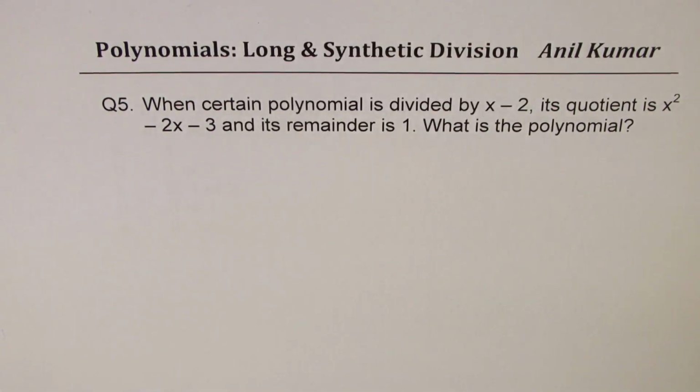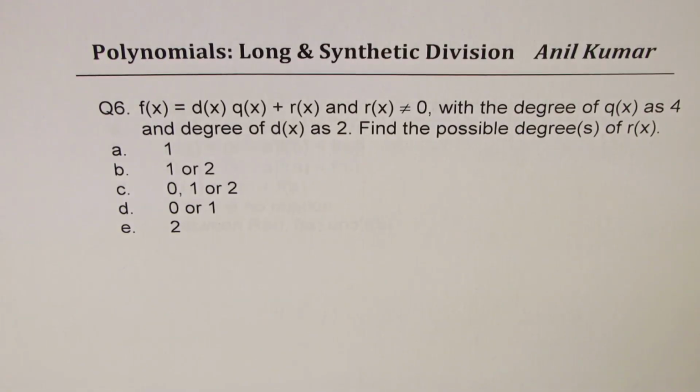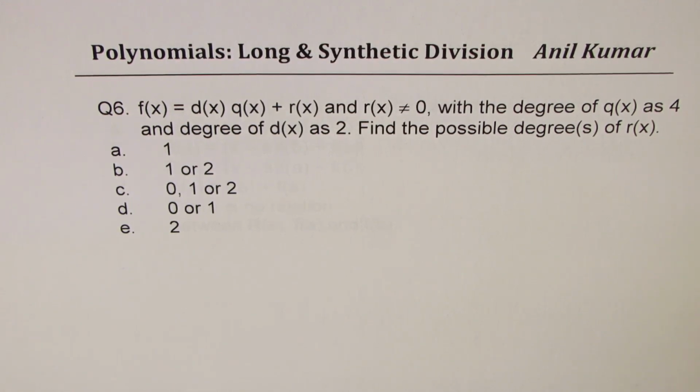Question number 5 is when a certain polynomial is divided by x minus 2, its quotient is x squared minus 2x minus 3 and remainder is 1. What is the polynomial? Question number 6. f(x) = d(x) q(x) + r(x), and r(x) is not equal to 0. With the degree of q(x) as 4 and degree of d(x) as 2, find the possible degrees of r(x). q(x) is quotient, d(x) is divisor, r(x) is remainder.